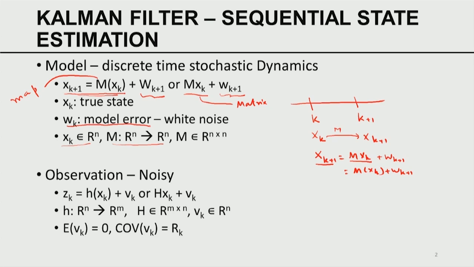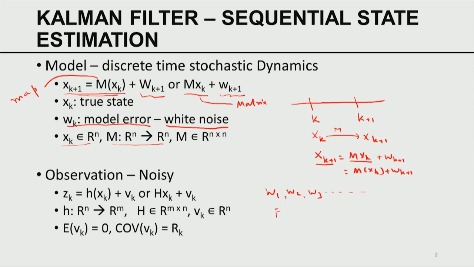It is also a random process. One of the simplest of the random processes one can think of is white noise. What is white noise? W1, W2, W3, this is the sequence of noise that affects the system. We say W is the white noise if there is no temporal correlation.